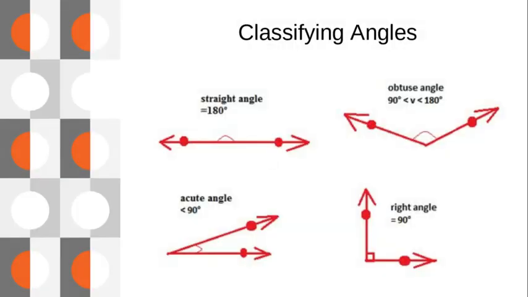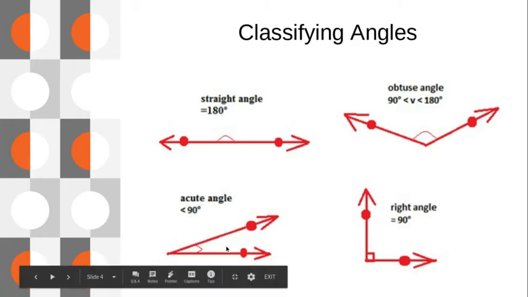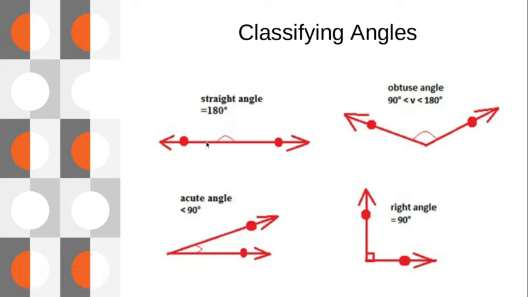You should know some of this from middle school, that there are different types of angles. An acute angle, less than 90 degrees. A right angle, exactly 90 degrees. An obtuse angle, between 90 and 180 degrees. And a straight angle, exactly 180 degrees. A straight angle, in fact, looks like a line.